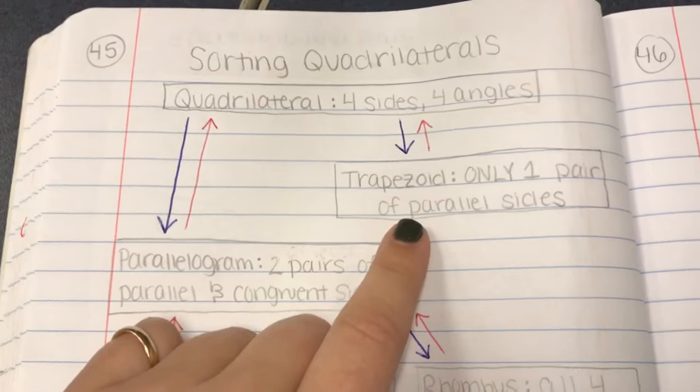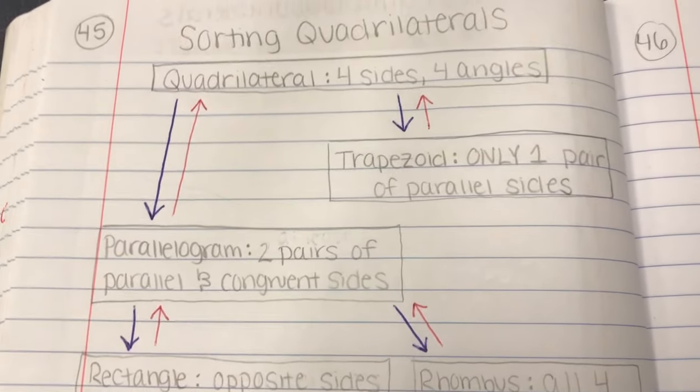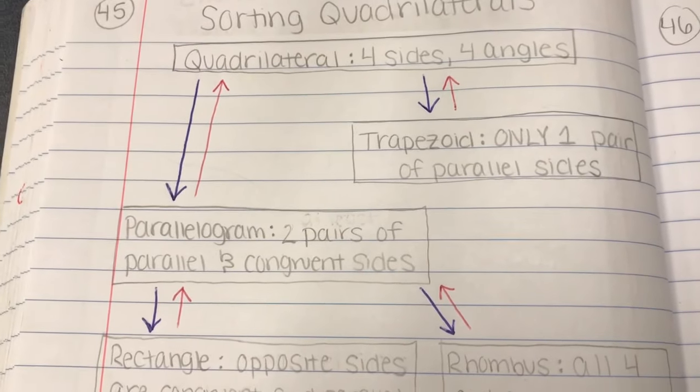This is like the big overarching kind of category. One type of a quadrilateral is a trapezoid. It only has one pair of parallel sides, only one. So it kind of hangs out by itself. It doesn't really fit with any of the other categories.